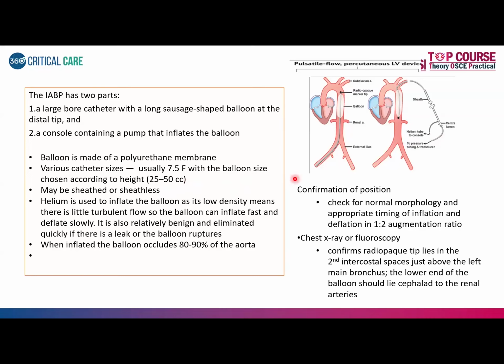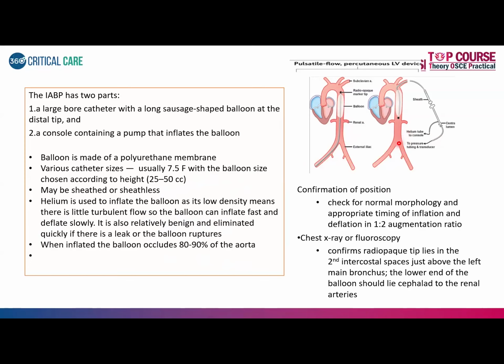Why is helium used to inflate the balloon? Because it has a low density and it is less turbulent compared to other gases. So the balloon can inflate fast and deflate slowly. It is relatively benign and eliminated quickly if there is a leak or a balloon rupture. When inflated, the balloon occludes the aorta by 80 to 90%.